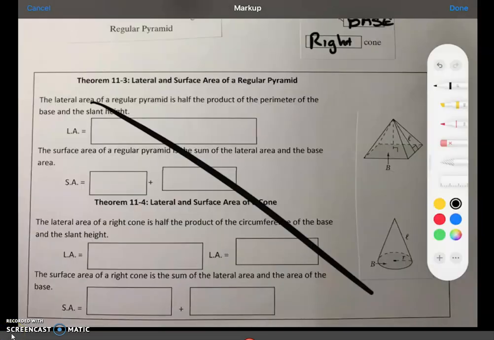So I'm canceling out this 11-3 picture here. There's nothing wrong with it, but I find that it gets people more confused when they put down these formulas for the lateral area or surface area of a pyramid, because all the pyramids could change, whether it's a pentagon, hexagon, octagon. So I don't want to just put down one formula. It just confuses people. So we'll skip that.